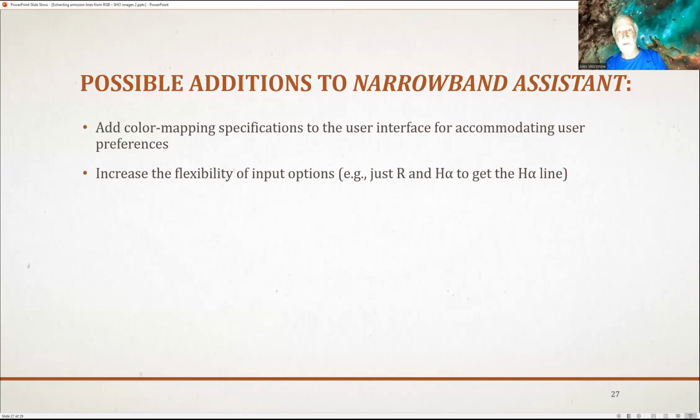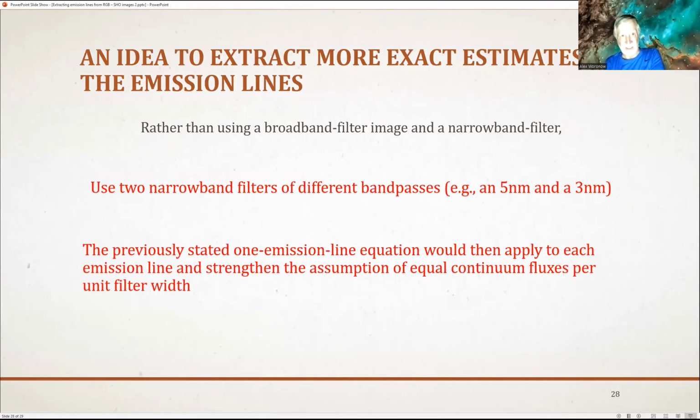Okay, some possible additions, color mapping, as I said, so that the user can adjust the color mapping to true color or any other thing they want to do, and increase the flexibility of the inputs such that you could just input R and HA and get out the HA line. Right now, you have to put in all the RGB and HA to get it out. That's just kind of a limitation that's easily remedied.